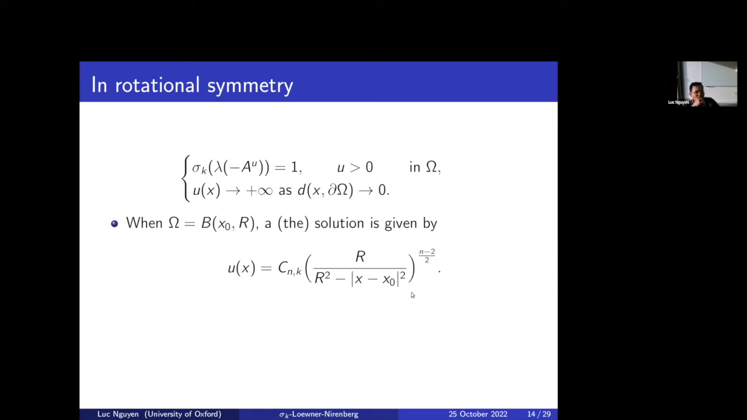If we take this function u, raise it to the power 4 over n minus 2, and multiply it with the Euclidean metric, then we obtain exactly the Poincaré metric on the ball. So clearly that metric has constant curvature, and in particular has constant σ_k curvature.